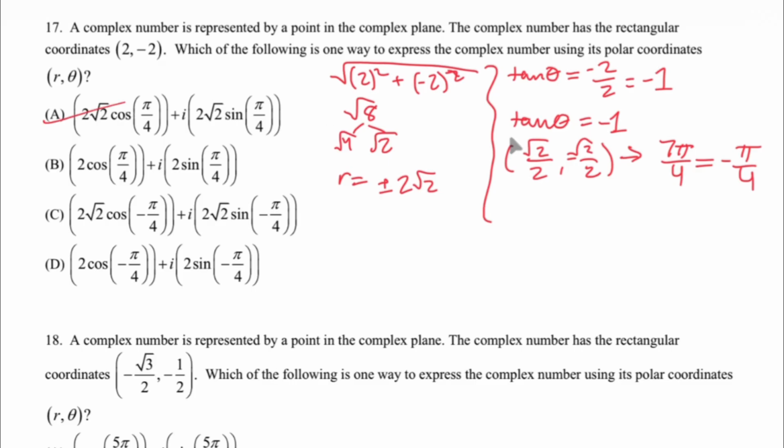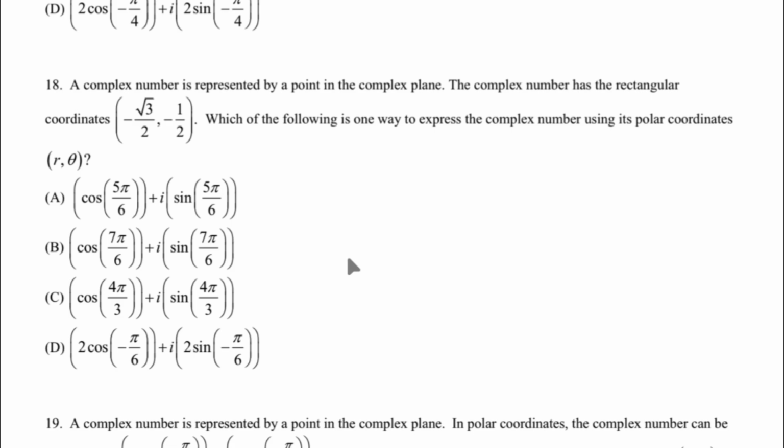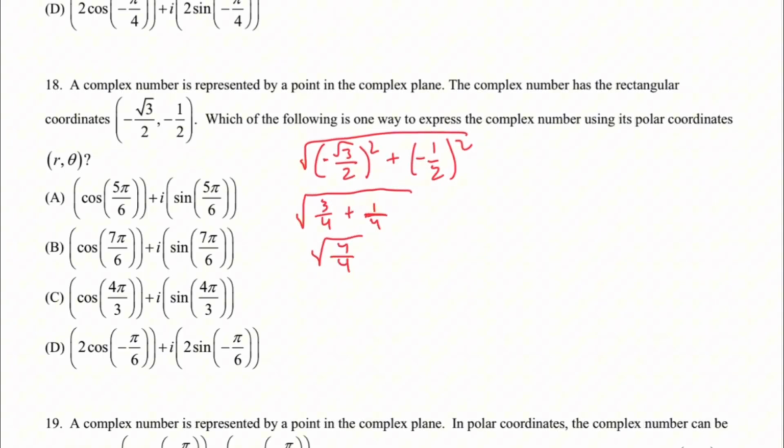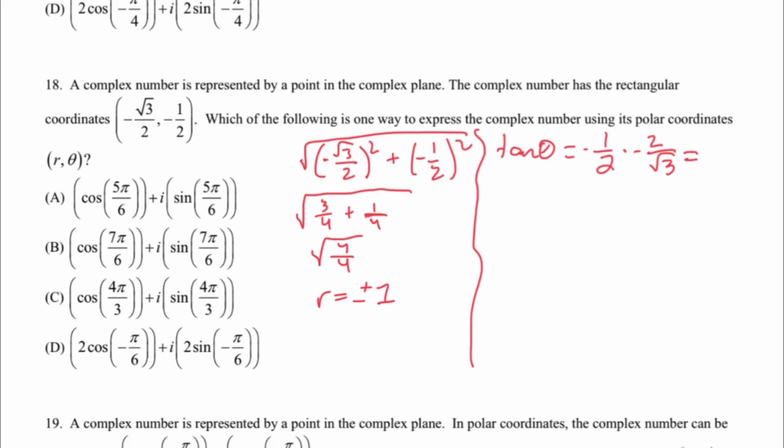So we already can cross off A and B because they have positive pi over 4. Our R is 2 times square root of 2, so it's C. Now here is the same thing, so let's go ahead and do that. And that's just equal to 1, so R is equal to plus or minus 1. And now the tangent, negative 1/2 divided by x. So we can just multiply the reciprocal of x. That gives us positive.